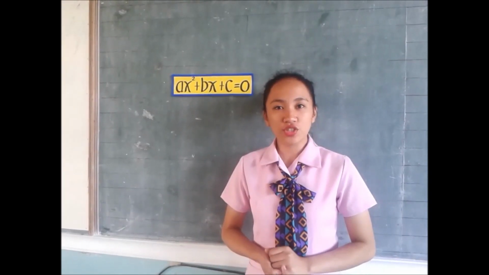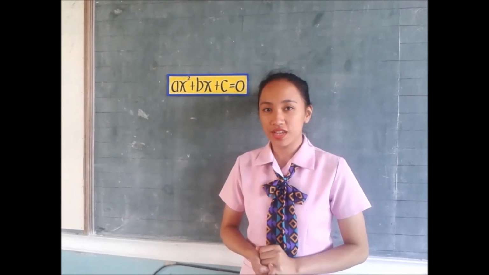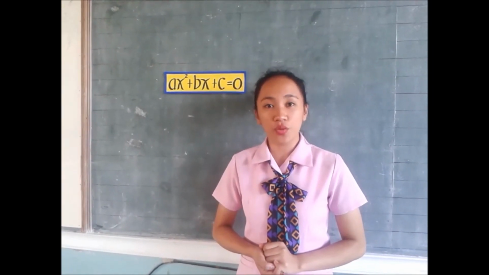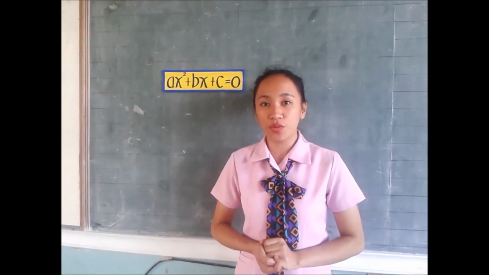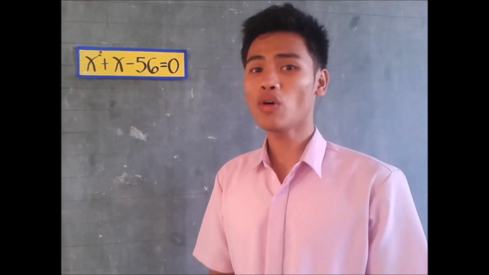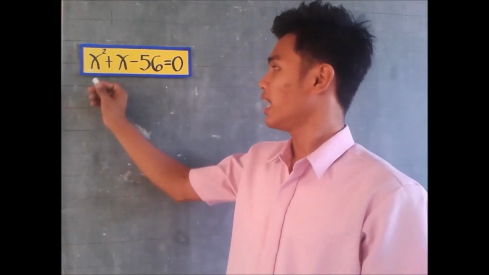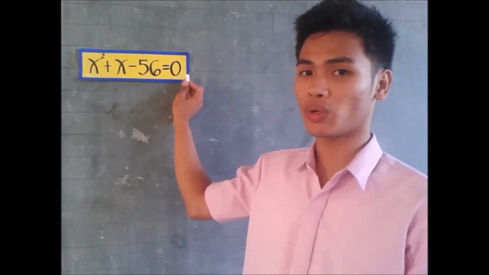The quadratic equations only contain powers of x that are non-negative integers. Therefore, it is a polynomial equation, and in particular, it is a second-degree polynomial equation since the greatest power is 2. Let us solve the given equation, which is x squared plus x minus 56 is equal to 0.